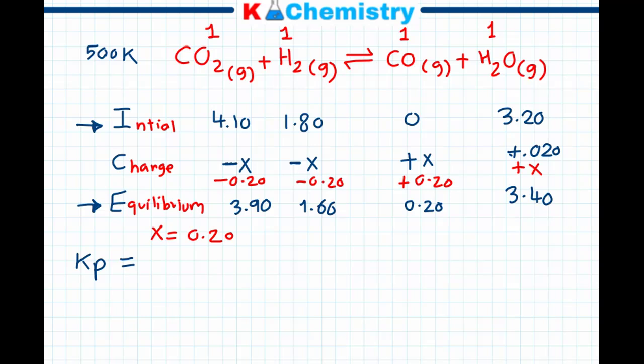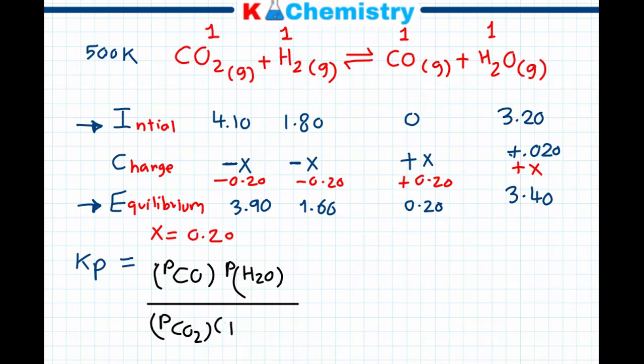Now that I know my equilibrium constant expression and I know my pressures, I can just write Kp is equal to the products' pressure, which is CO pressure multiplied by the pressure of water, and divide this by the pressure of the reactants. So I will say the pressure of CO2 multiplied by the pressure of the hydrogen gas. And since all these values are known already, we can just put the numbers now.